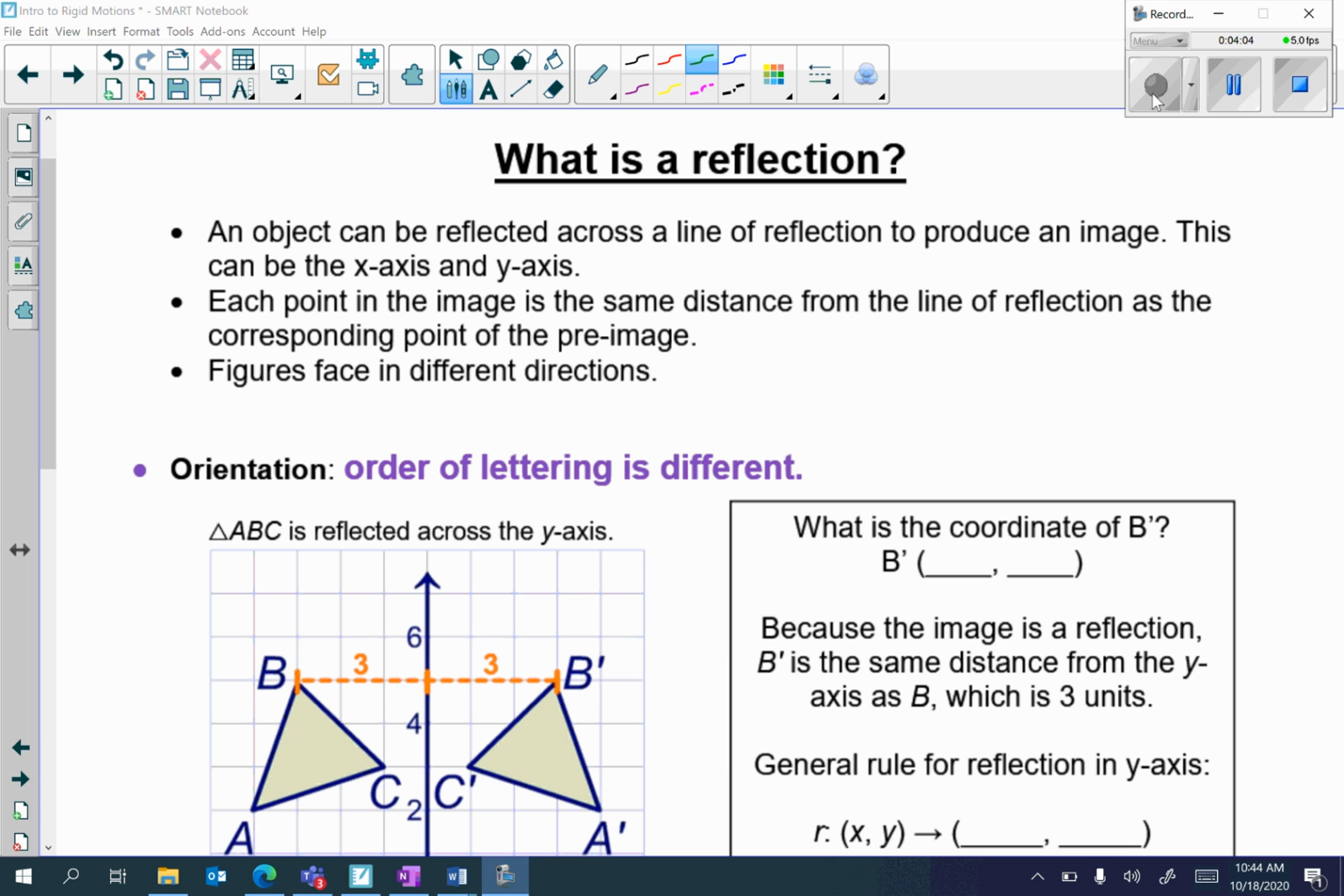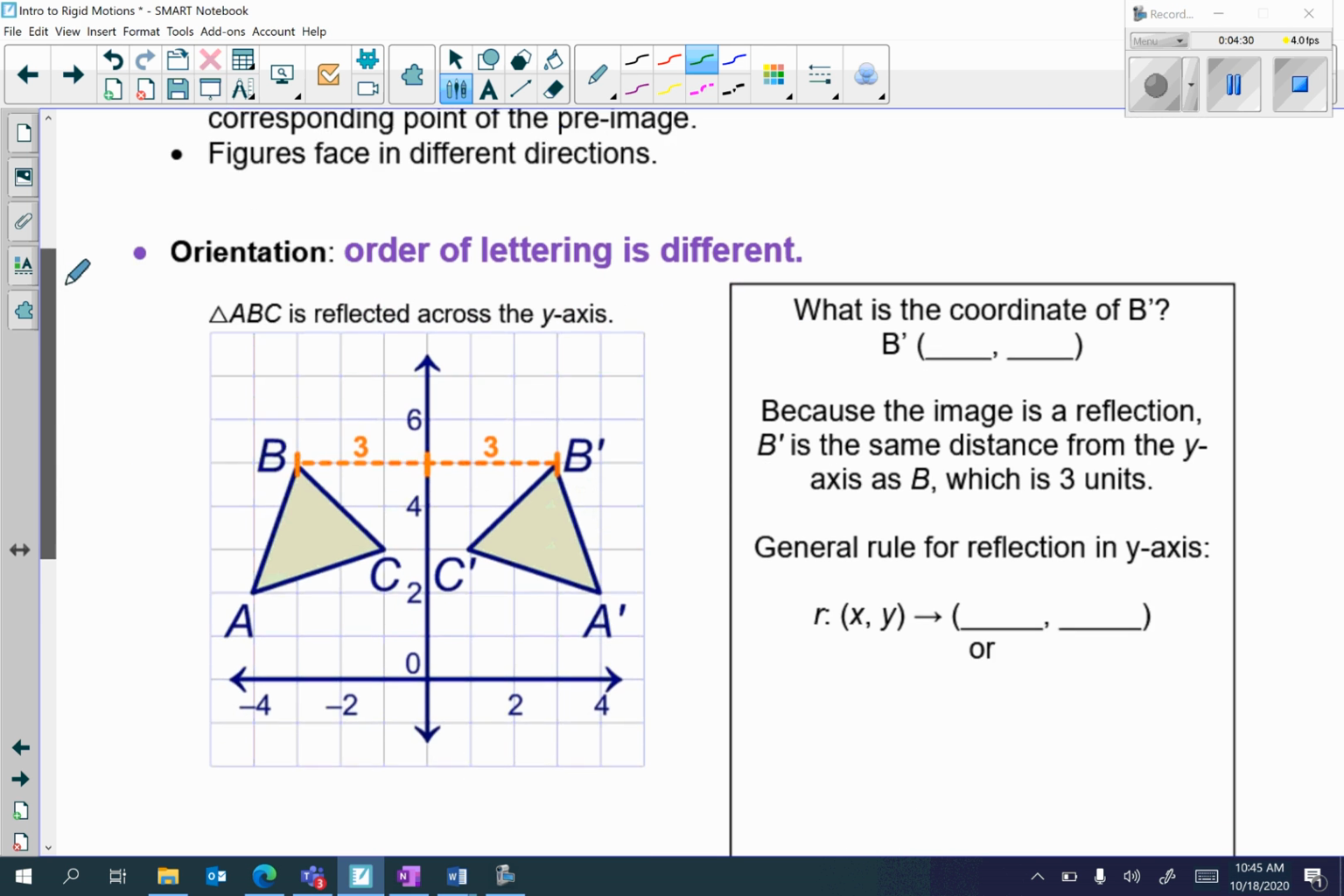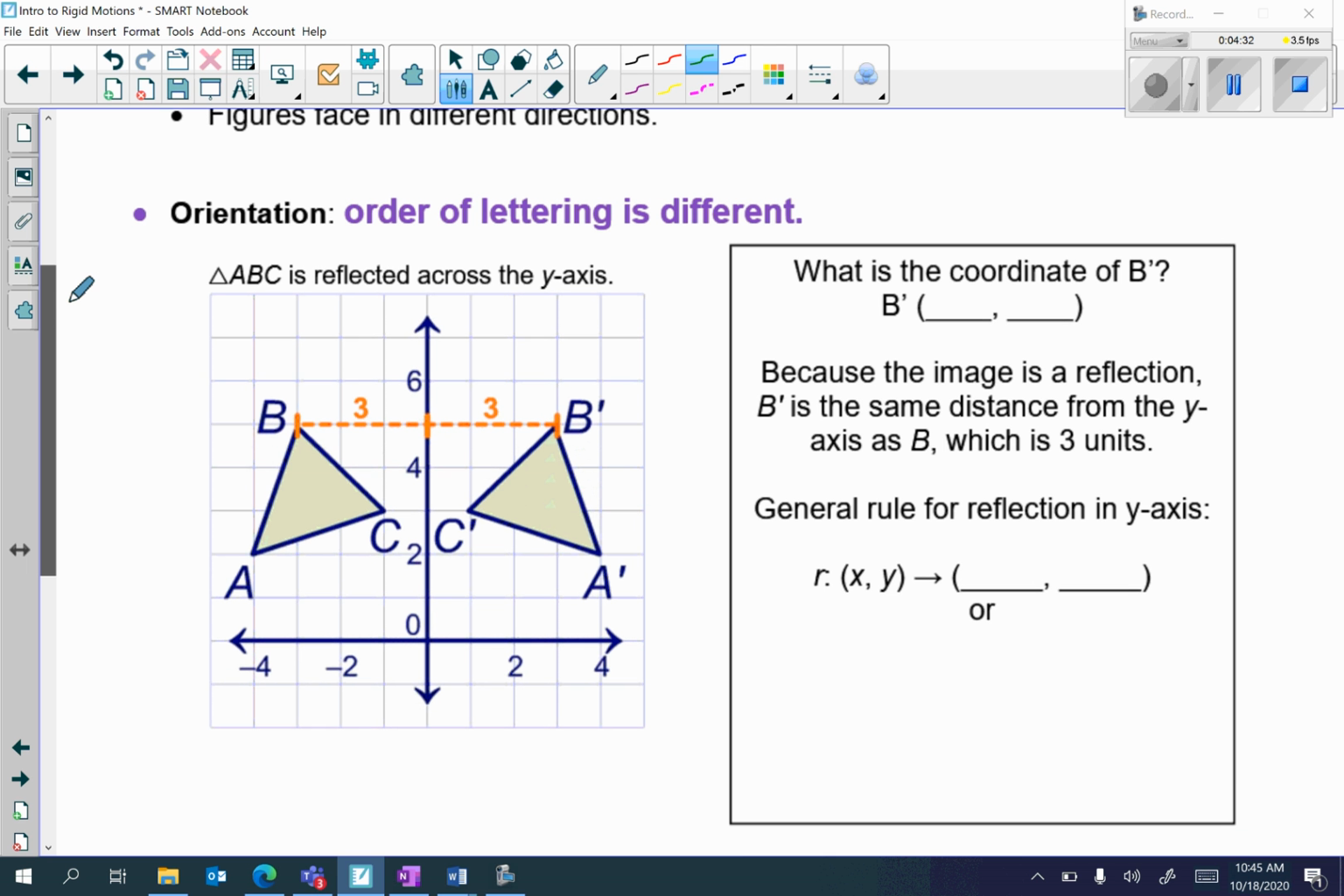Our next transformation we have is a reflection. What is a reflection? An object can be reflected across a line of reflection to produce an image. This can be the x-axis and y-axis. Each point in the image is the same distance from the line of reflection as the corresponding point of the preimage. The figures face in different directions. Because the figures are facing in different directions, the orientation has changed. Orientation means the order of lettering is different.